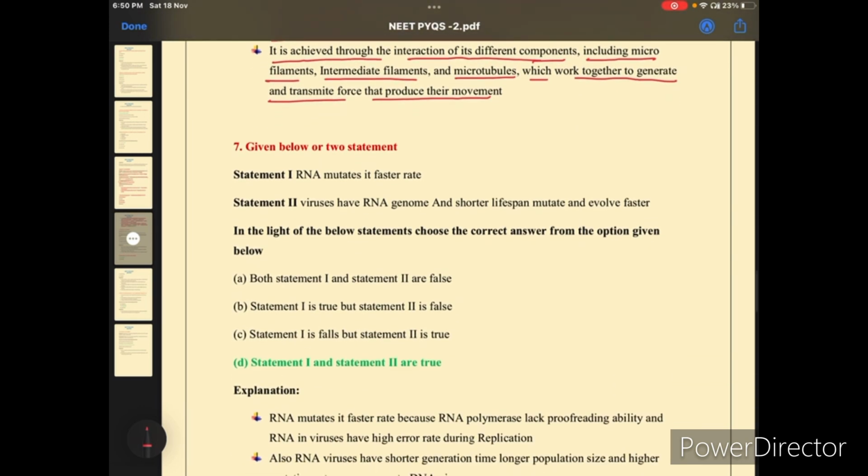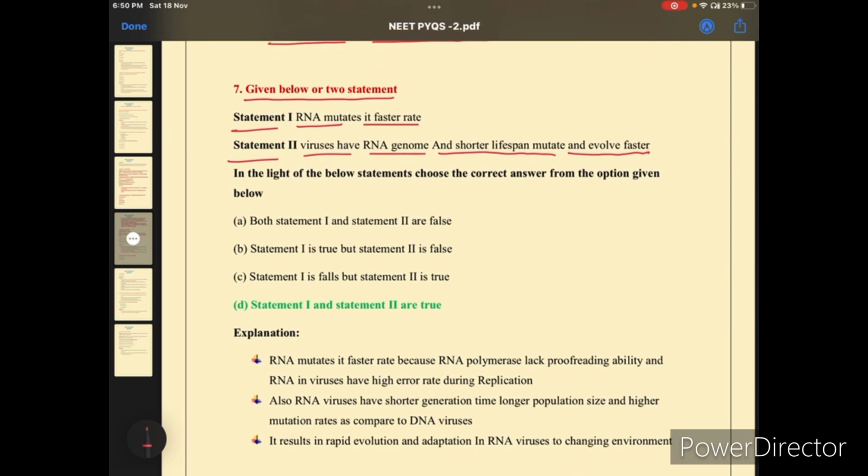So the next question. Given below are two statements. Statement 1: RNA mutates at a faster rate. Statement 2: Viruses have an RNA genome and a shorter lifespan, so they mutate and evolve faster. In the light of the given statements, choose the correct answer from the options given below.